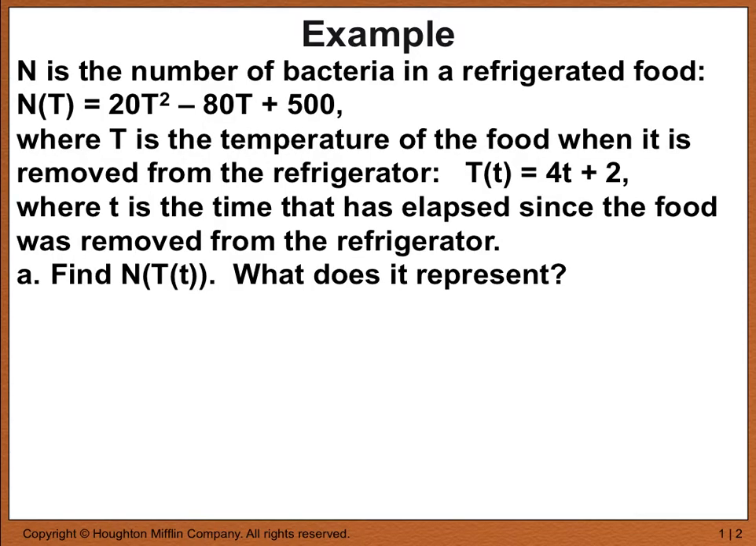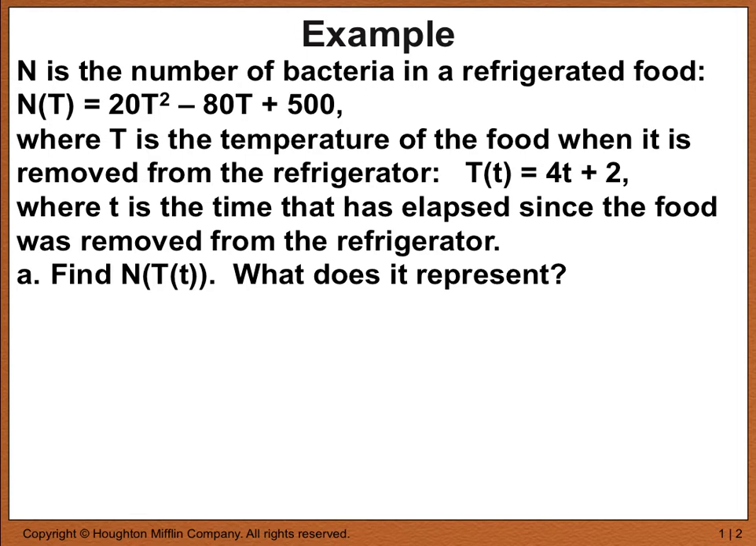Let's look at this example. We're going to go through two examples today. These are word problems in which composite functions are involved. And you'll see that what we learned yesterday does make some more sense when we see it applied to real-life examples.